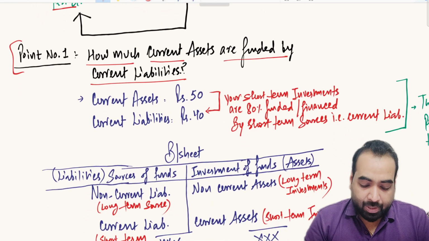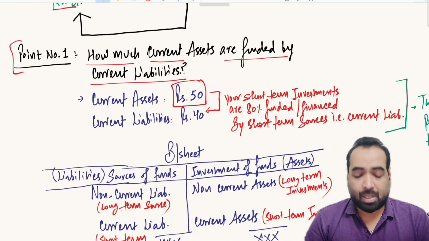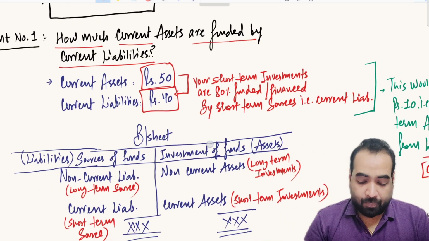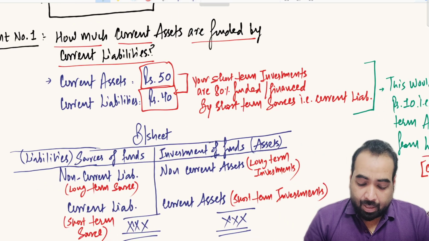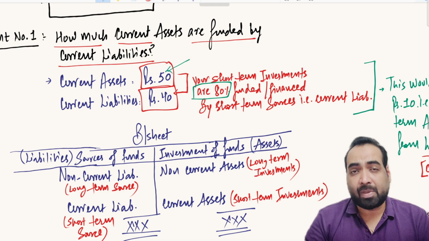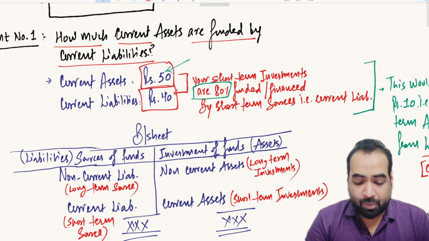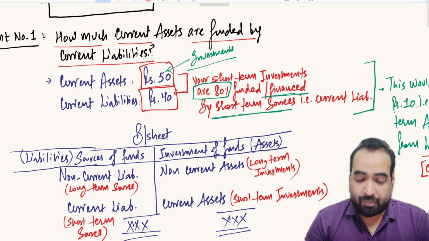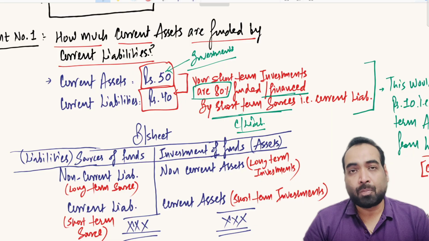Suppose your current assets are 50 rupees and your current liabilities are 40 rupees. That would mean that around 80% of your current assets, which means 80% of your investments, are financed by the short-term sources. Financed by the short-term sources means current liabilities, right?